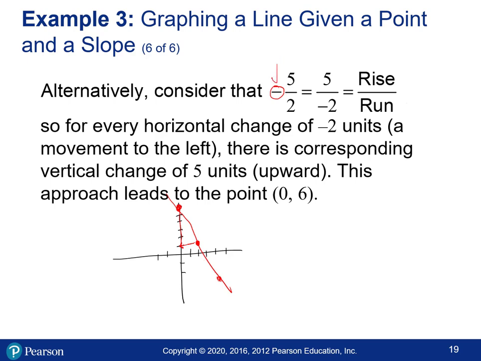Anytime you have a negative slope, you have an option. You can put the negative on the top, or you can put the negative on the bottom. Just pick one, it's up to you. The negative on top means you're dropping and running right. The negative on bottom means you're rising but running left.